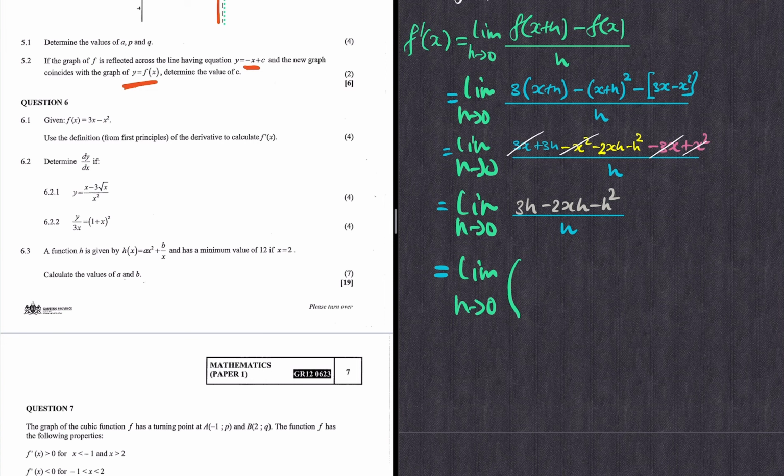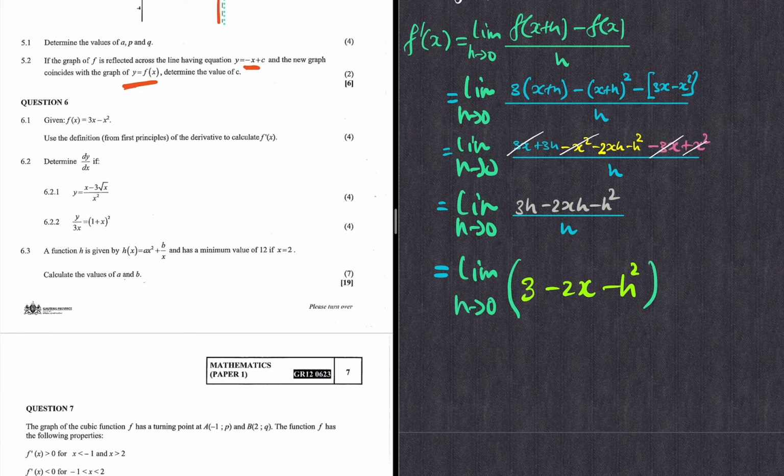Think about it. You simplify the numerator, this expression, you divide each term in the numerator by h because they share the common denominator of h. That is going to be 3 minus 2x minus h squared.